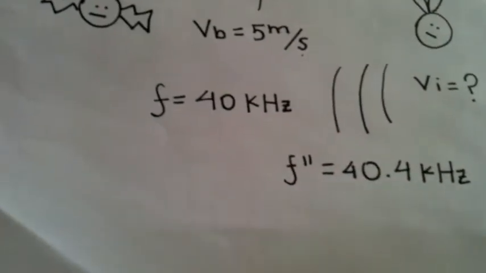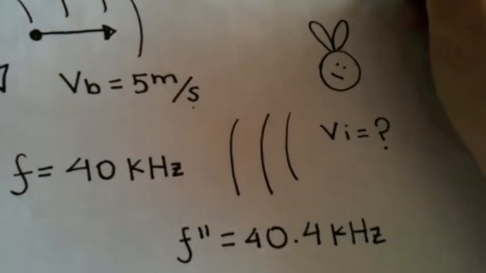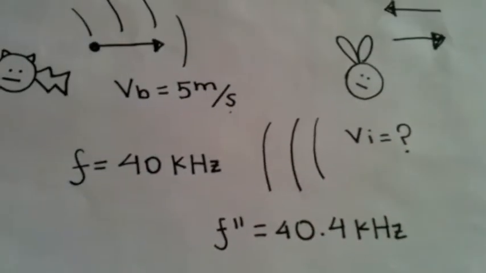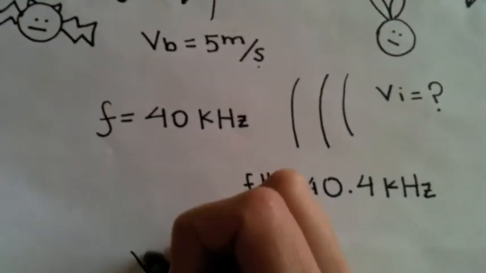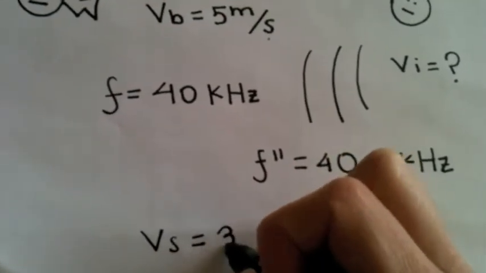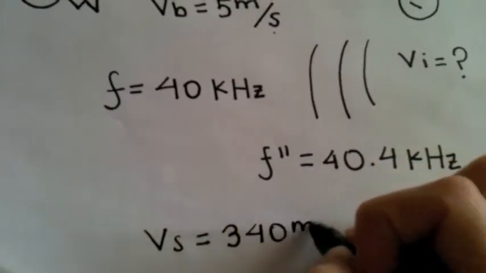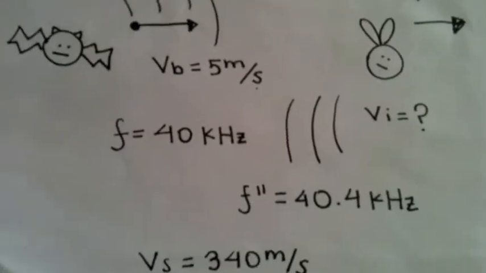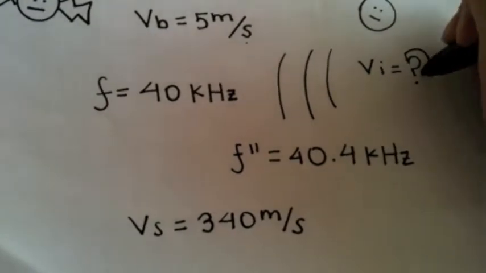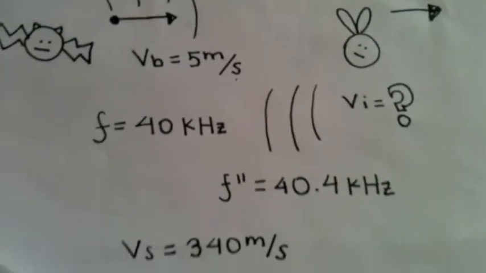We don't know if the flying insect is flying towards the bat or away from the bat. And we know that the velocity of sound is 340 meters per second. With this data, we need to know the velocity of the insect.